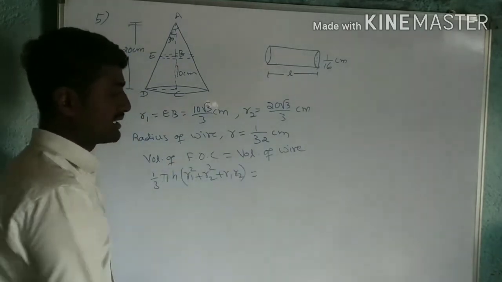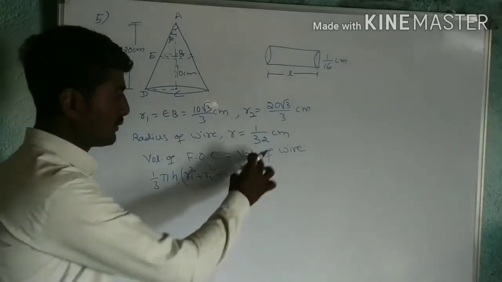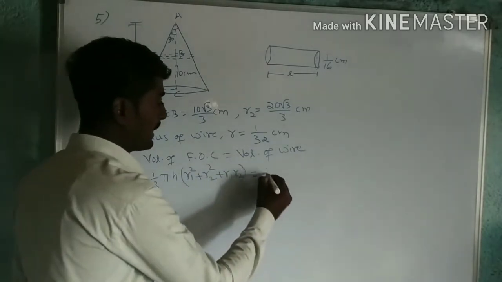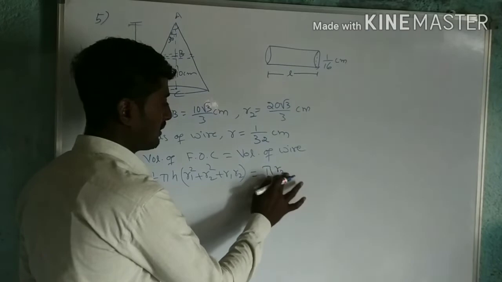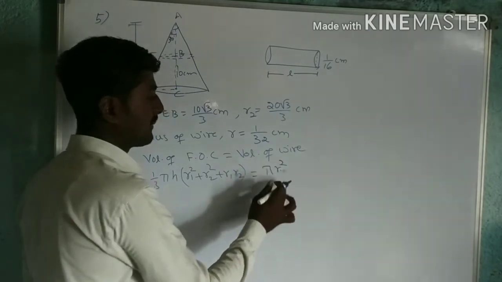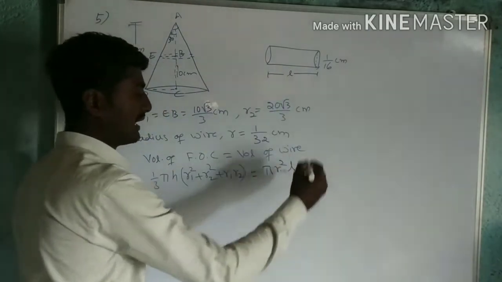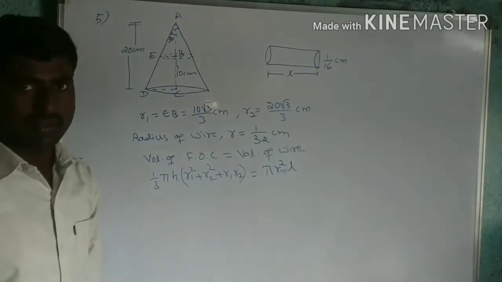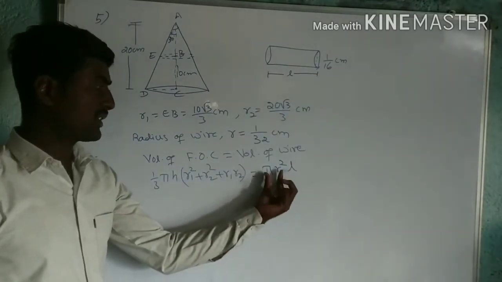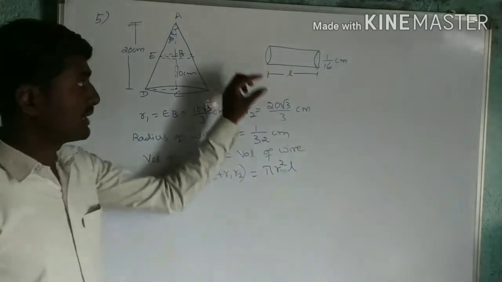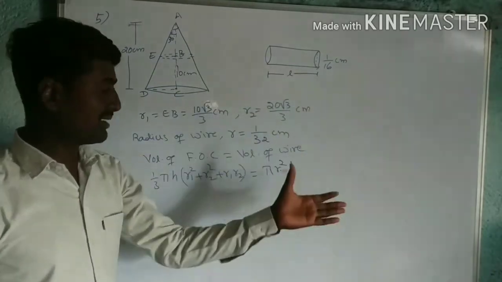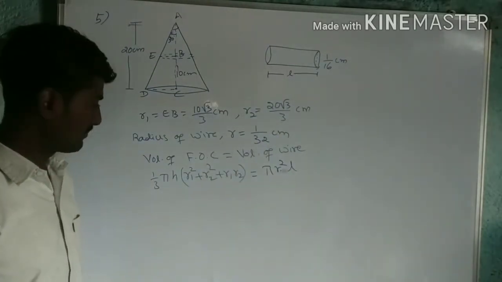So that wire is in the shape of a cylinder. So what is its volume? Pi r square h. The h I have taken here is L, that is the length of the wire. In this way you can also write it as area of cross section into length of the wire. So area of cross section into length of the wire, that is also the volume of the wire.